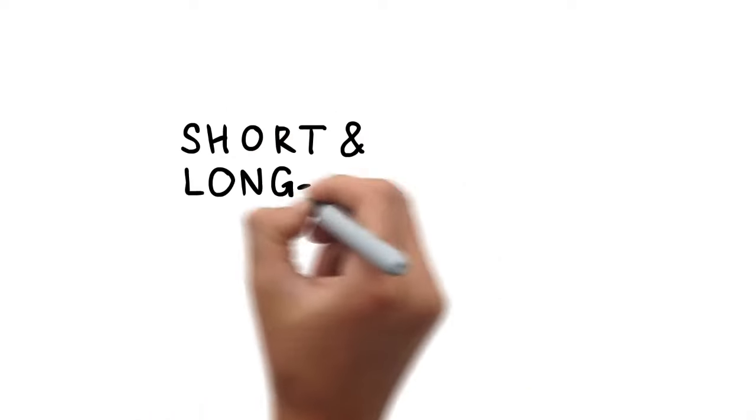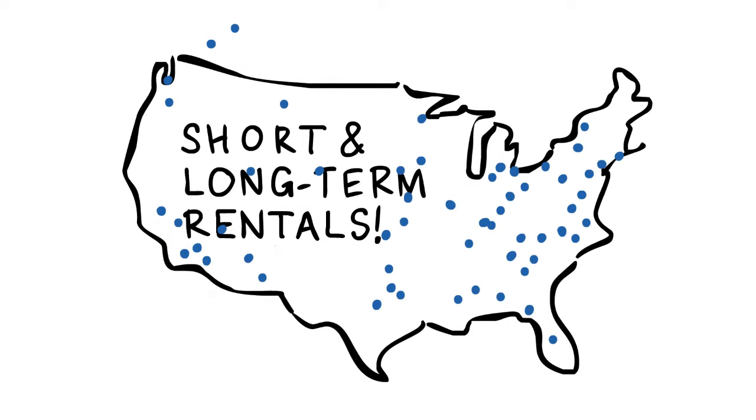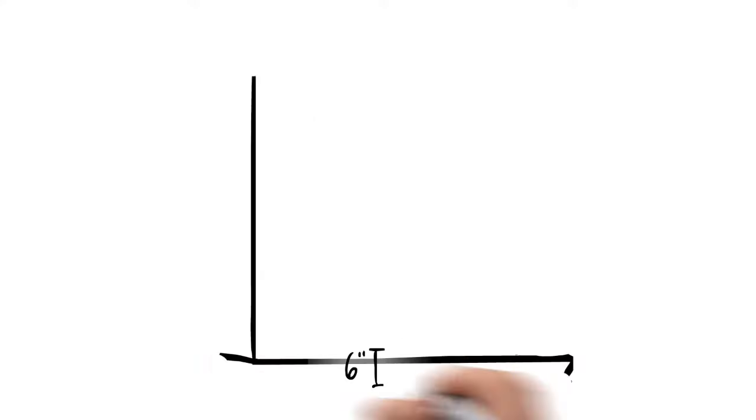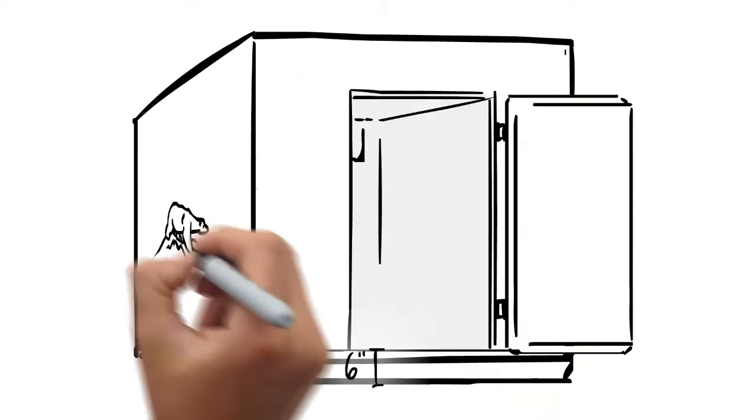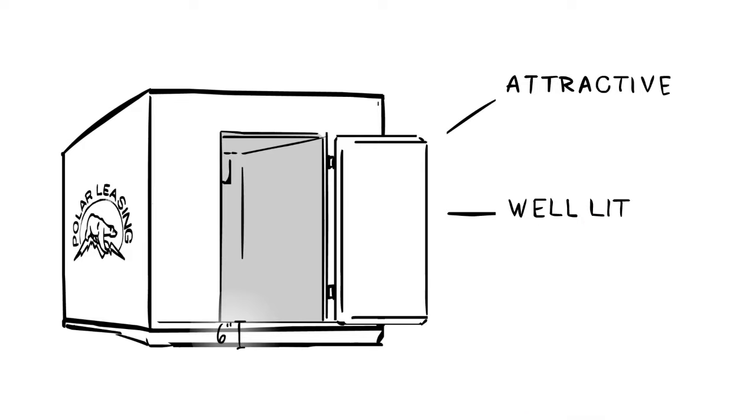Polar Leasing offers short and long-term walk-in refrigeration rentals from coast to coast and is quickly expanding into Canada. With only a 6-inch step into the unit, Polar Leasing provides the simplest, safest, and most effective solution to temporary refrigeration needs. All units include a durable and attractive fiberglass exterior, well-lit NSF-approved interior, and a high-quality refrigeration system.